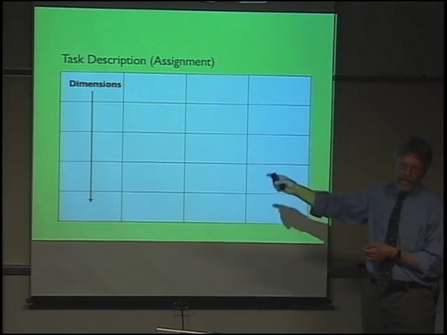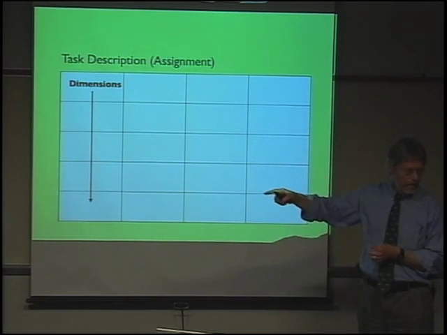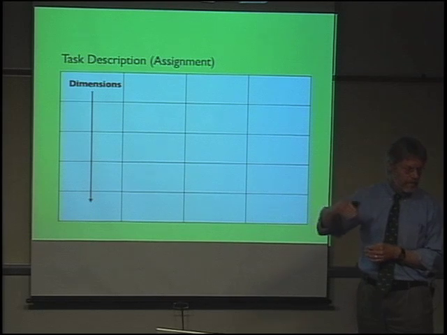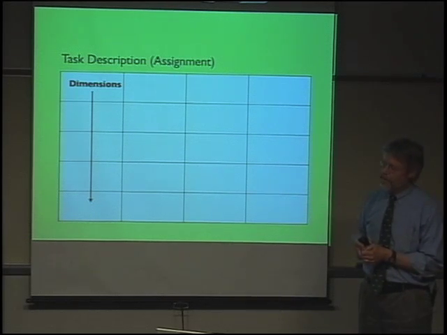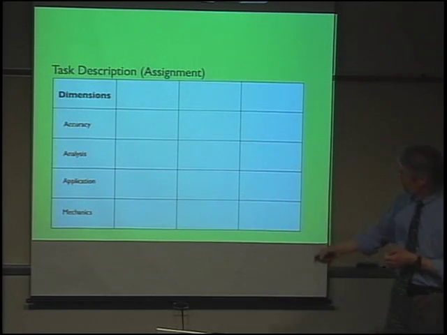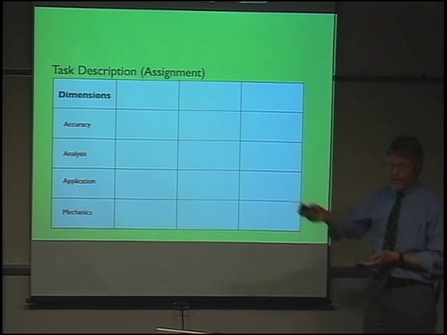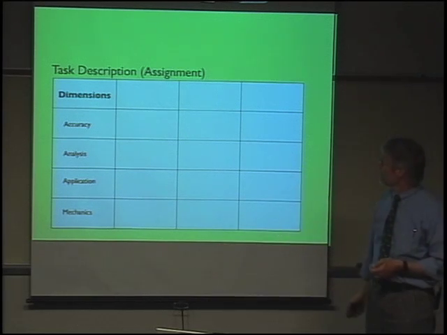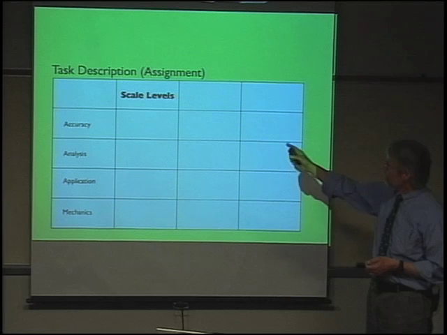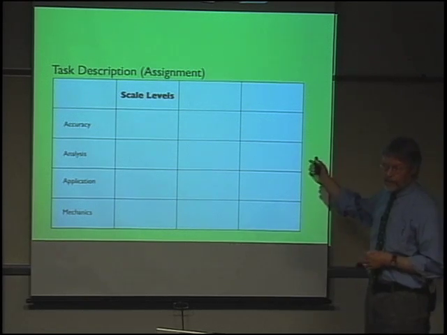The next thing is the dimensions. You can call these categories also, if you like. These are the things by which you describe the assignment, the various components of an assignment. We'll see a little more about that. Things like accuracy, analysis, application, mechanics, spelling, grammar, that kind of stuff. Those are the dimensions. So you fill those things in.